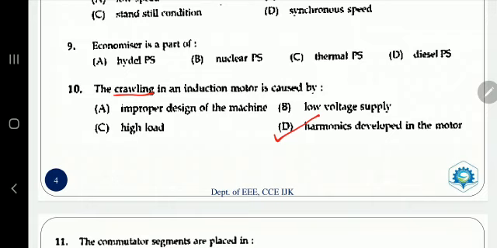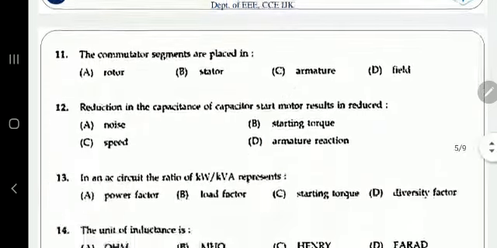What is meant by cogging? It refuses to start during cogging operation. During the cogging phenomenon, the motor actually refuses to start, and this is due to the locking between the rotor slots and the stator slots. Okay, let's move on to the next question.